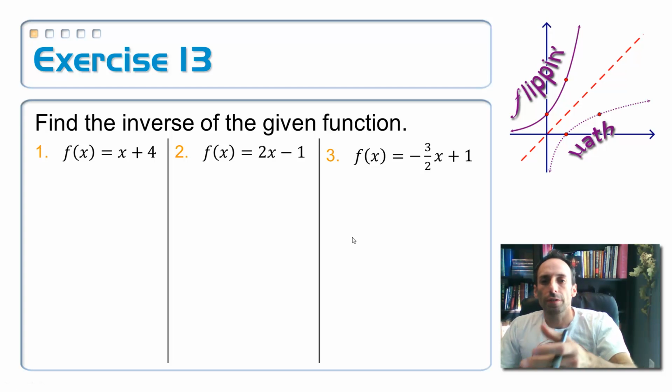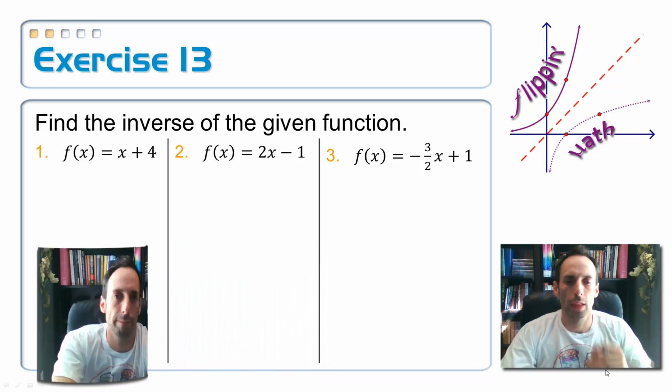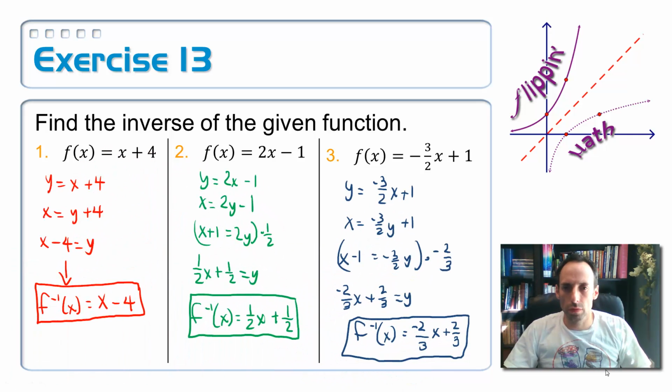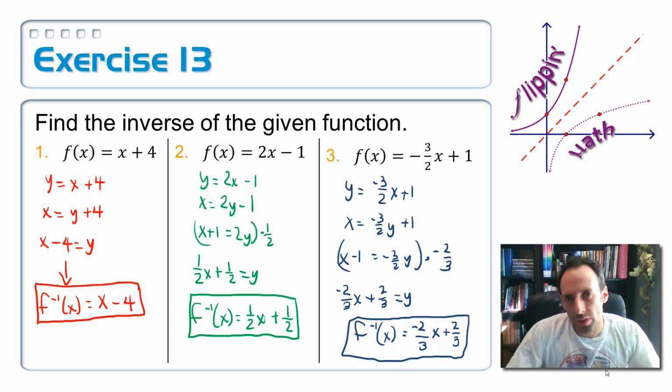So here's a chance for you to practice your skills on writing inverses of functions. You've got 3 of them to try on your own. Pause the video and then let's see if you're doing it right. All right, here are the answers. Voila. The first one was x plus 4. Does it make sense that if I'm going to undo x plus 4, it should just be x minus 4? And that's what you get.